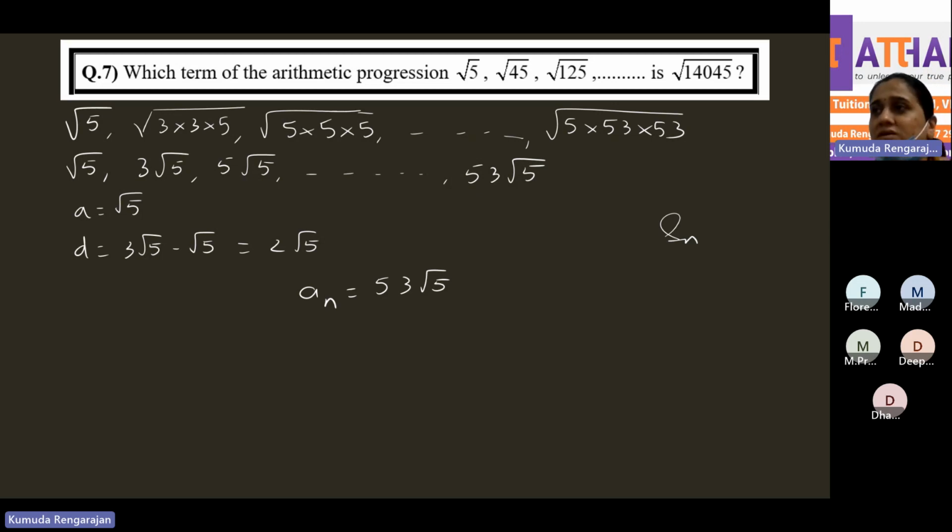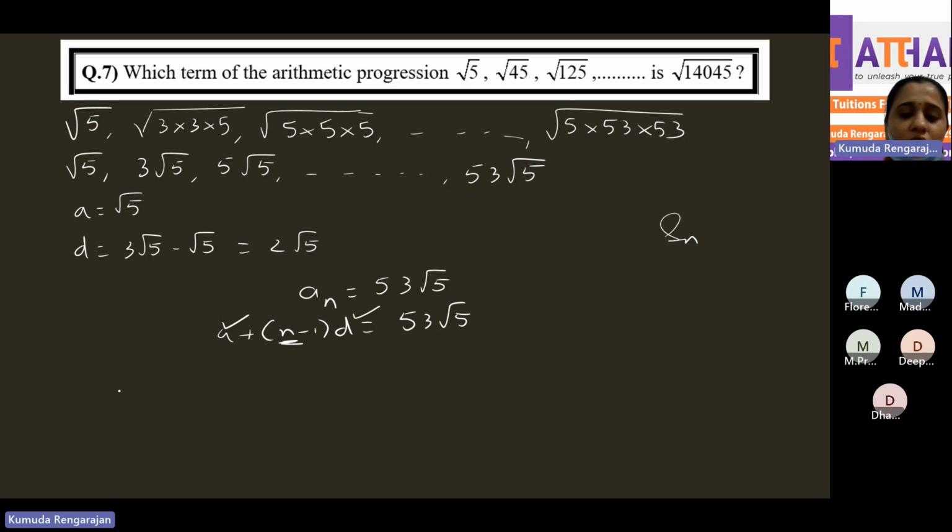Which term is 53 root 5? That's not the sum to n terms. That's a particular term of the AP. So an is equal to 53 root 5. And then you know what to do. a plus n minus 1 into d is equal to 53 root 5. And we have to substitute for a and d and find the value of n.